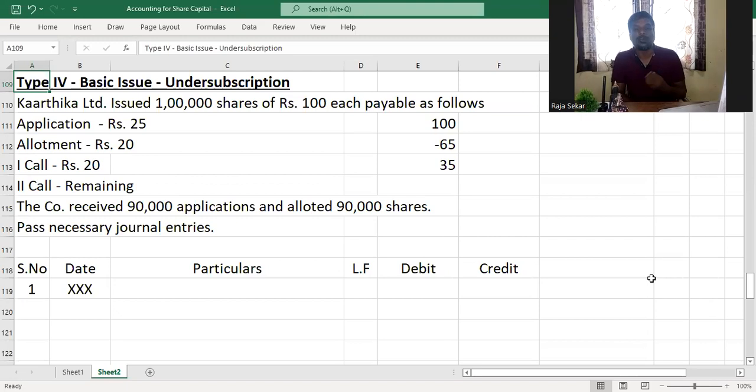Now, if you see, the company has issued 1 lakh shares, but it only received 90,000 applications. And it cannot allot 1 lakh shares because there are not enough applicants to subscribe for 1 lakh shares. So it has allotted the number of shares for which it received application, which is 90,000. So this is a case of under subscription.